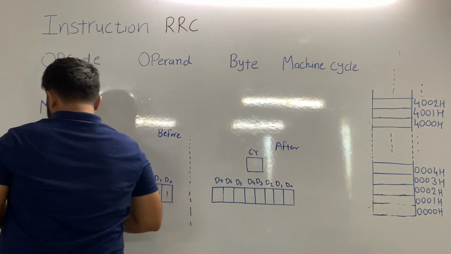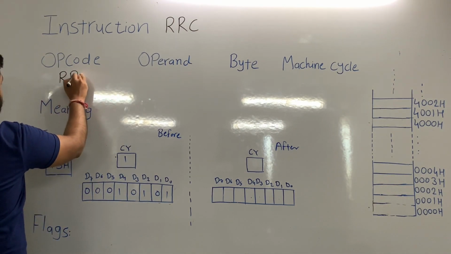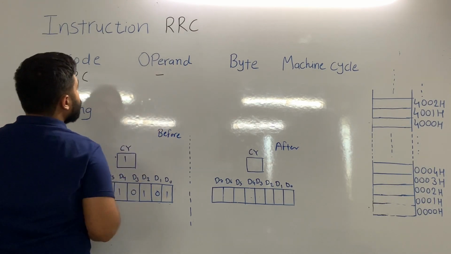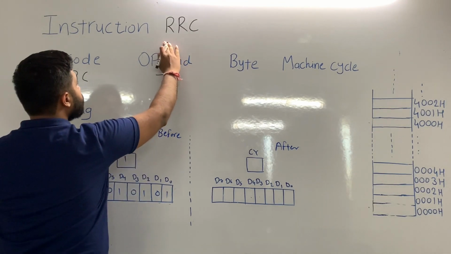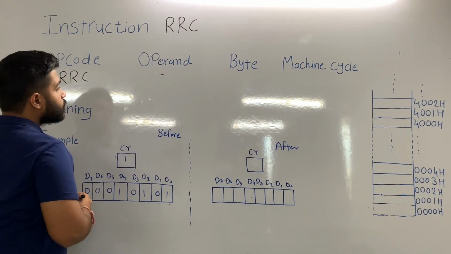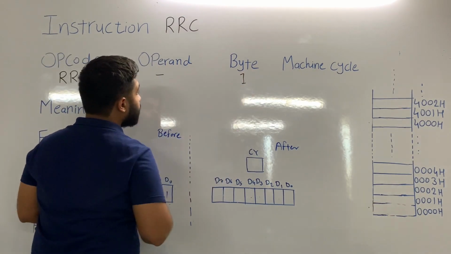For this instruction, the whole instruction is considered as opcode. So opcode is RRC. For this instruction, no operand is present. You can see that for this instruction, no data is present. When in the instruction no data is present, it means this instruction is of 1 byte.